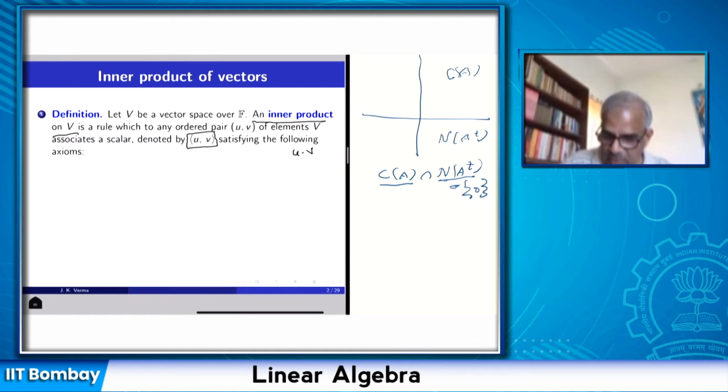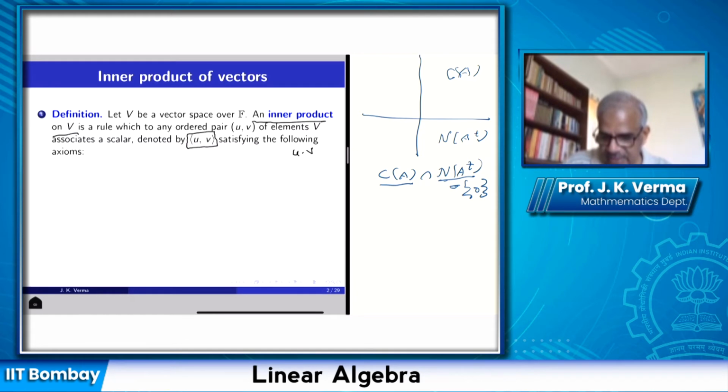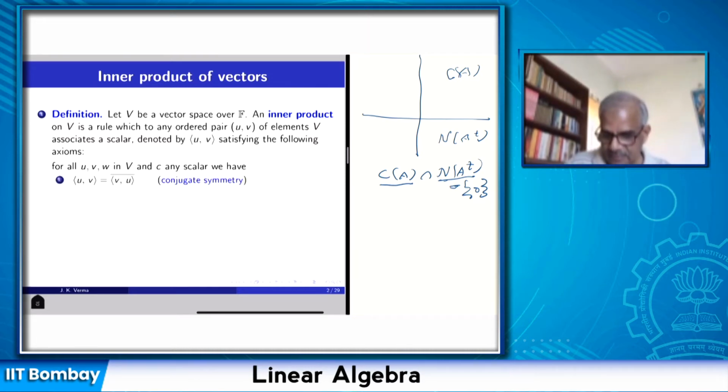So a rule which associates a scalar to every ordered pair of elements is called an inner product if the following axioms are satisfied. Take any three vectors and any scalar. Then the inner product of u and v should be the complex conjugate of the inner product of v and u. So it is not a symmetric operation. It depends on the order in which you take the inner product; it is order sensitive. So the inner product of u with v is the complex conjugate of the inner product of v with u, and this is called the conjugate symmetry property of the inner product.